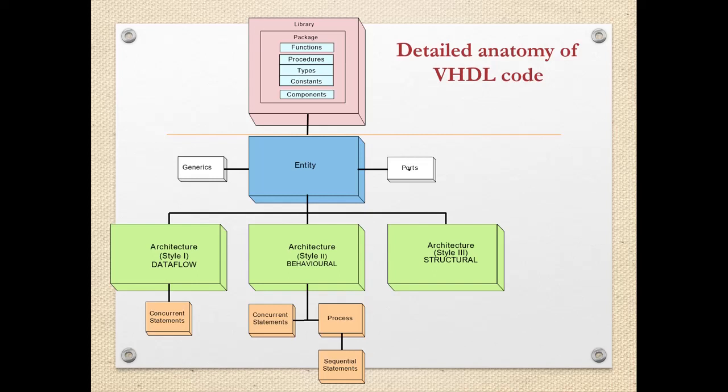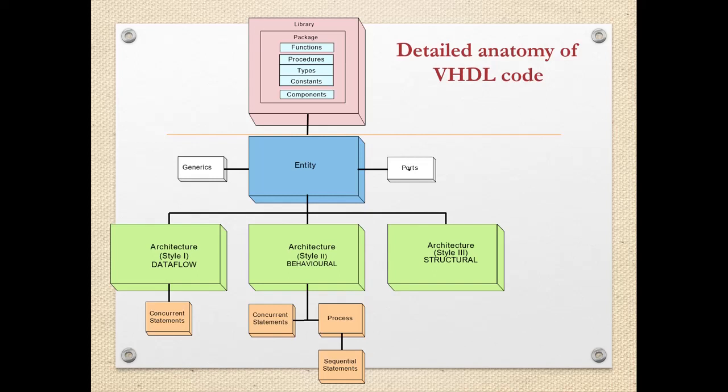So the first block we can see is the library. This library includes the different components, packages. The package may include functions, procedures, types and constants. So users can write their own functions and procedures, and if they are stored in a package, then they can be called as a library element. Then the next part of the VHDL code is the entity.